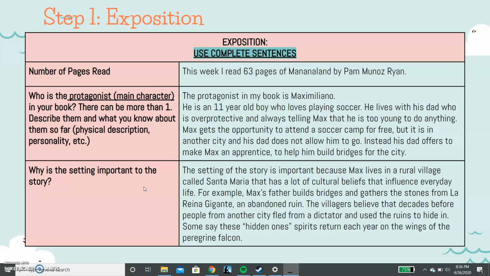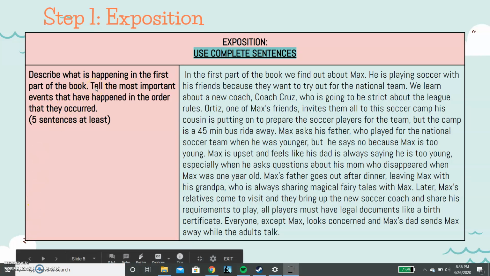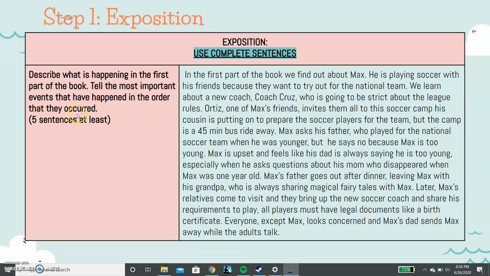Does it influence the culture? Does the weather have something to do with it? Does the time period matter to the plot? Explain those things to me, and then give me a summary of what has happened. Describe what is happening in the first part of your book. Tell the most important events that have happened in the order that they occurred. This should be at least 5 sentences because you're summarizing a big chunk of your novel.